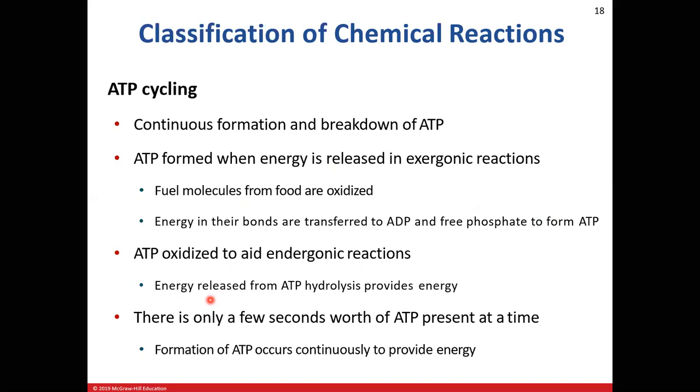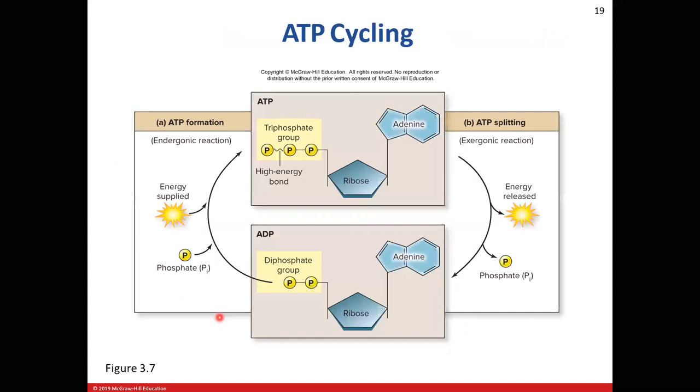And normally within our entire bodies, we really only have a few seconds' worth of ATP present at any given time. And so because of that, we are constantly going through the formation of ATP continuously in order to provide us with energy. And to put this in graphical representation, you'll see this little flow chart. You'll notice that it's just a continuous cycle, okay?